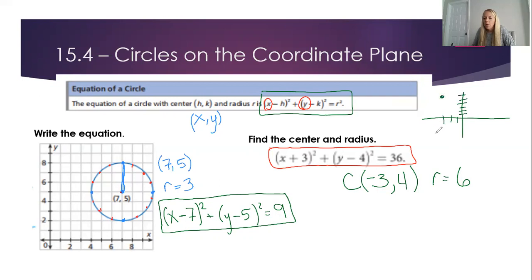There's the center, radius is 6. So I go over 6 units in each direction. 1, 2, 3, 4, 5, 6. Okay, there's one side of the circle. I go here, 1, 2, 3, here's the other side. I go over 6 this way, 1, 2, 3, 4, 5, 6, and I go up 6, 1, 2, 3, 4, 5, 6. Okay. And now I connect those 4 points. Now I'm sorry that I'm not a very good drawer with this instrument, but now I have a circle, simply using the equation given.